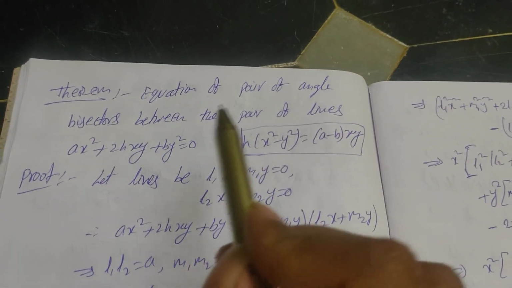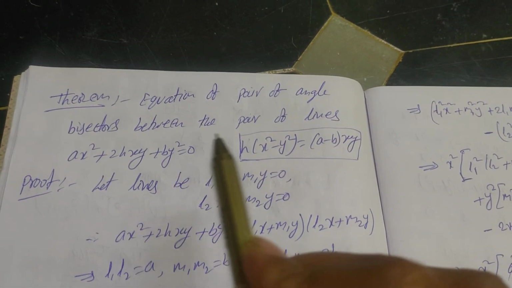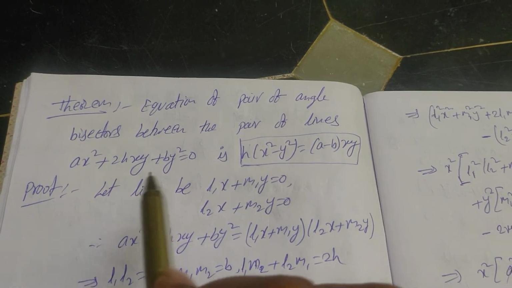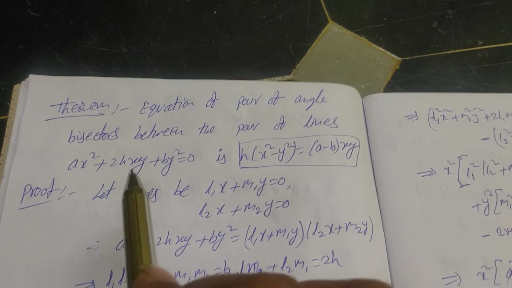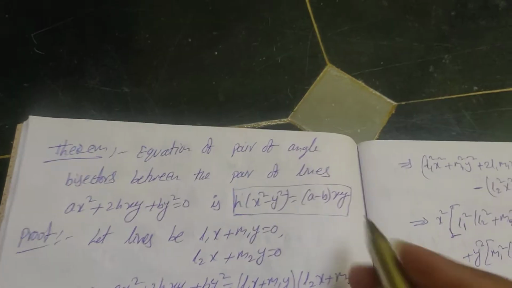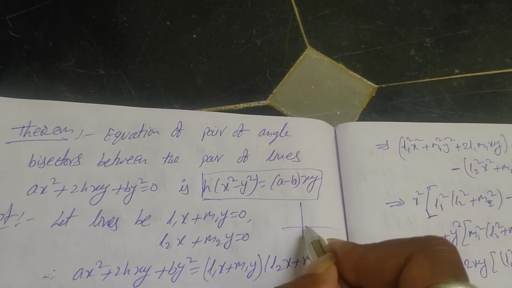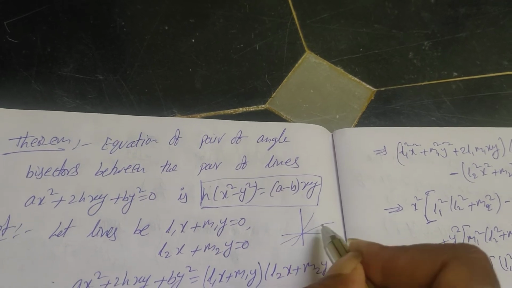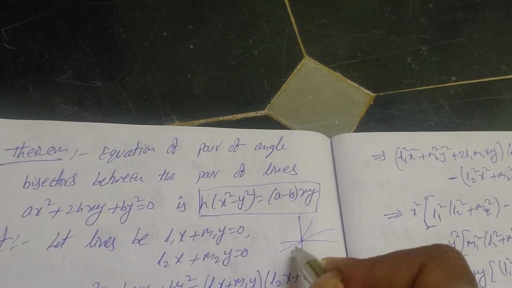So equation of pair of angular bisectors between the pair of straight lines. Actually it is passing through the origin, so that means it will be like this. Okay, we have the angular bisectors like this.